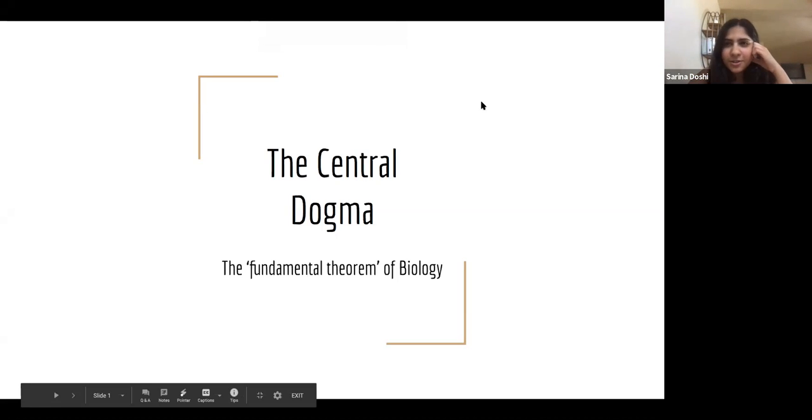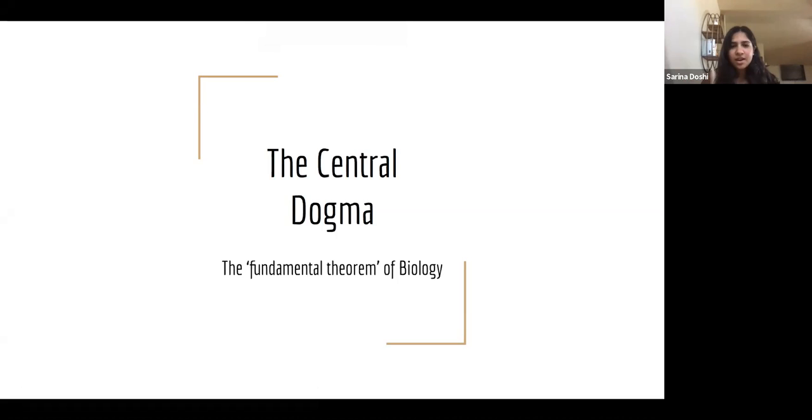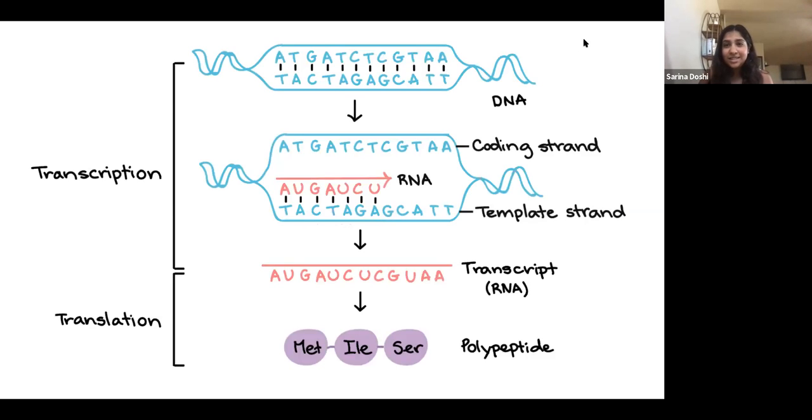Okay, so today we're going to talk about the central dogma. If any of you have taken a more advanced math class, you'll learn these things called fundamental theorems. There's a fundamental theorem of algebra, of geometry, of calculus, stuff like that. This is kind of the fundamental theorem of biology. So what is the central dogma?